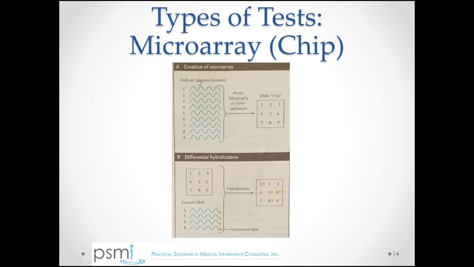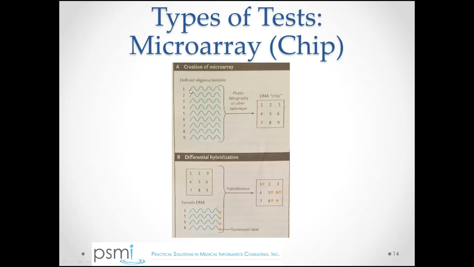So first off, you have to figure out what it is you're probing for. There's really no such thing as just a generic chip. There are chips that look at all of the different known point mutations of a particular gene. There might be a chip that looks for all of the different mutations in the genome. But at some point, the chip maker has to decide what the purpose of the chip is.